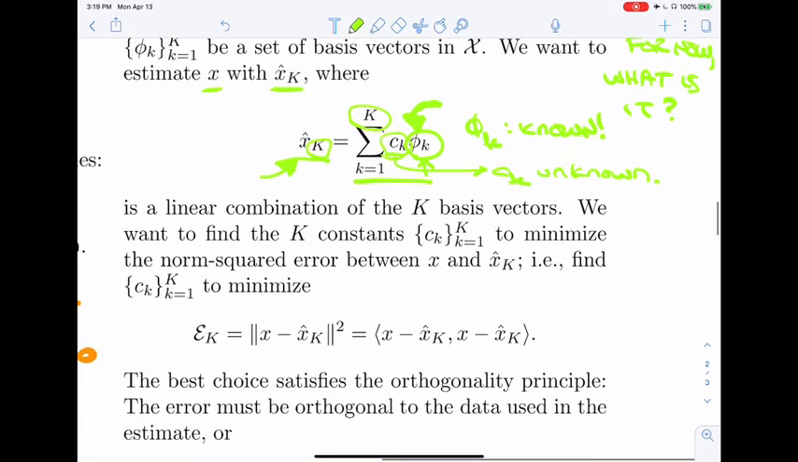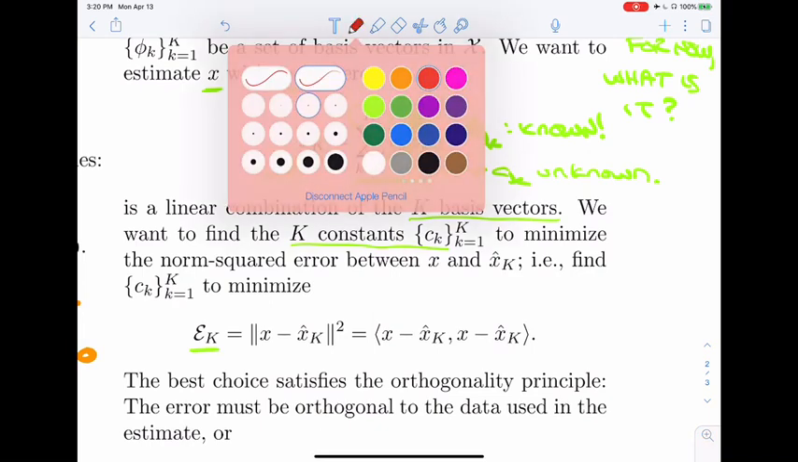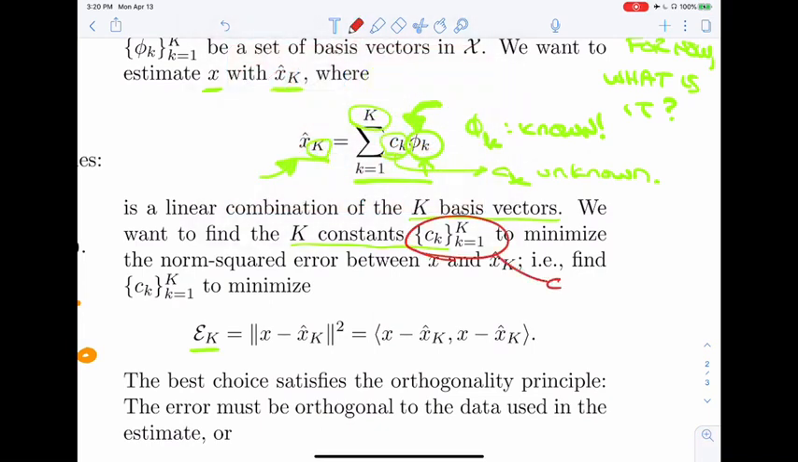So our estimate x hat k is just a linear combination of those k basis vectors. We want to find the k constants, that's the c_k, little k going from 1 to cap K, and we want to do those in a smart way that makes the size of the error as small as possible. So I want to choose the c's to minimize the size of the error. If I can make the error size small, then I must be doing a pretty good job in my approximation. Well, what is the size of anything?